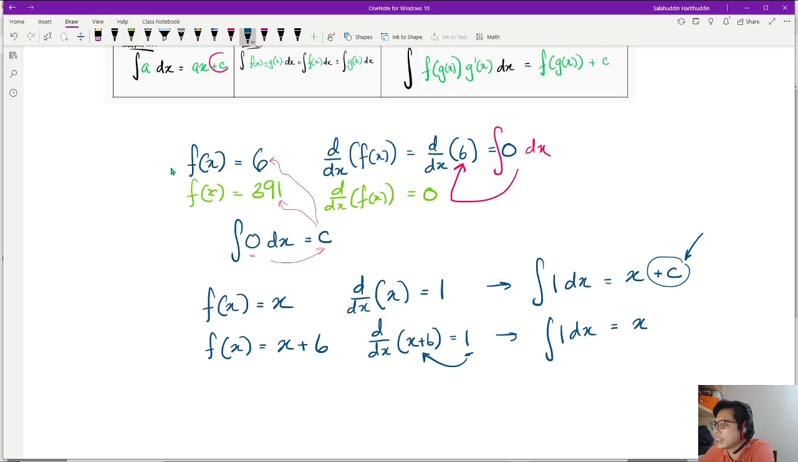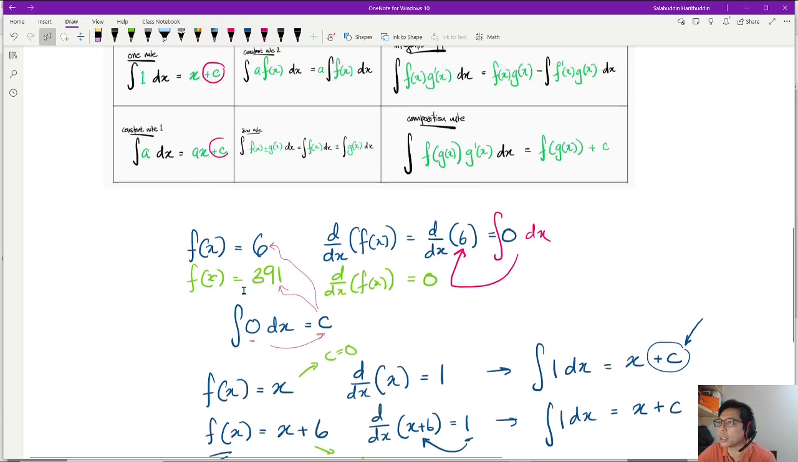But in this case, because we don't know the original function, we're trying to find this. So we always add c here. The difference is that c here is 0 and the constant here is 6. So that's the reason why we always have to put the plus c, because we don't know, there might be a constant there. It could be 0, it could be 1, it could be some real number, but we don't know what it is, but we know it's a constant. So that's why you always have to add c in there.